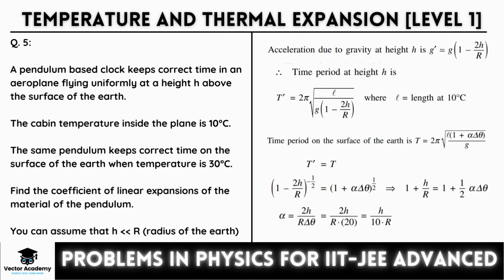Time period t on the surface of the Earth and length L dash at 30 degrees Celsius is equal to 2 pi under root L multiplied by 1 plus coefficient of linear expansion into change in temperature divided by g, where r is radius of Earth. Since t dash equals t, we get coefficient of linear expansion alpha equals h divided by 10r.